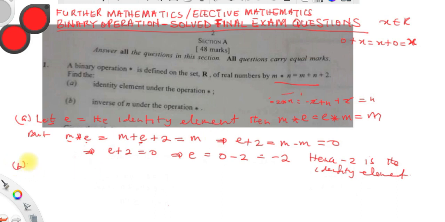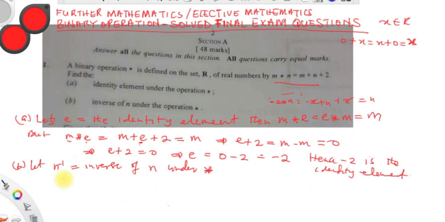It's very understandable. Number 2, it says we find the inverse of n under the operation star. We will let n inverse, n raised to negative 1, equal the inverse of n under the operation star. What is an inverse element? If you combine an inverse of an element with that same element, you get the identity element. Have you seen? Yeah, that was what we learned.